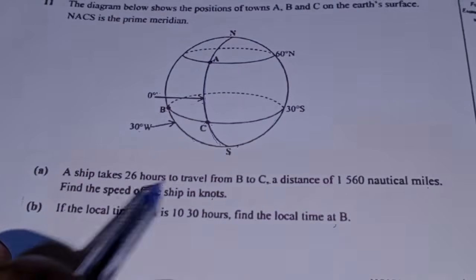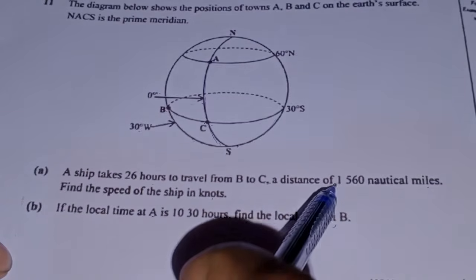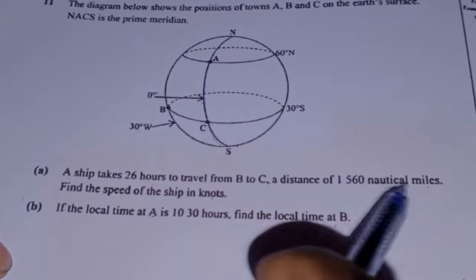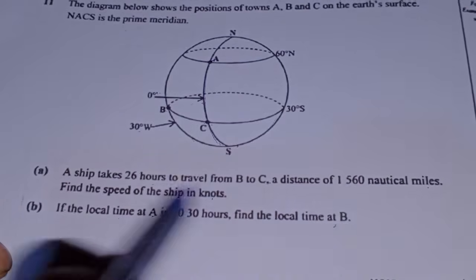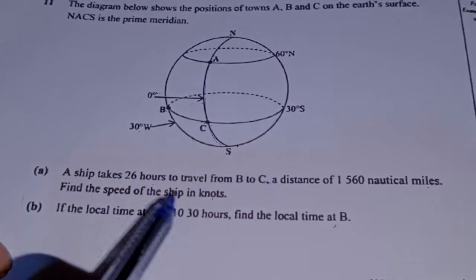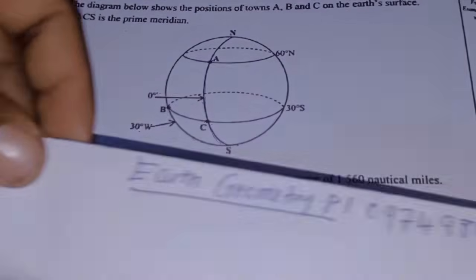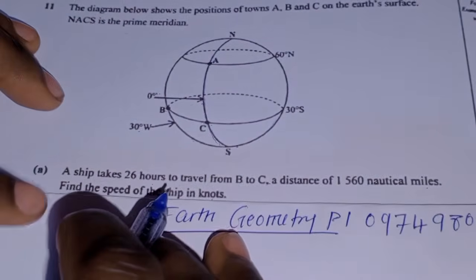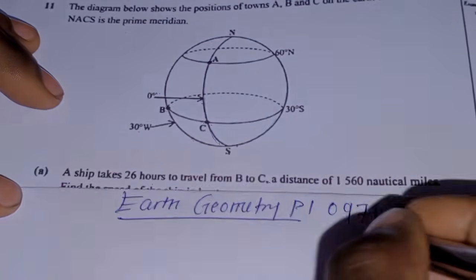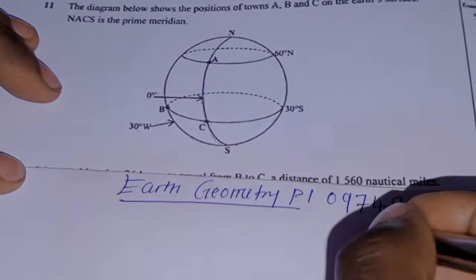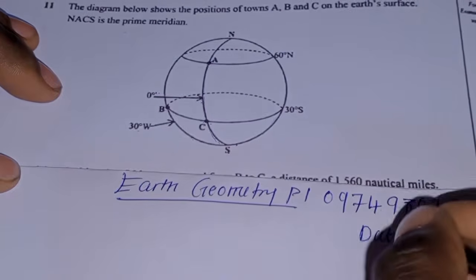In this 26 hours, it covered a distance of 1,560 nautical miles. So this is the distance that was covered. They want us to find the speed of the ship in knots. So to calculate the speed of the ship, allow me just to group the data, just for the sake of understanding here.